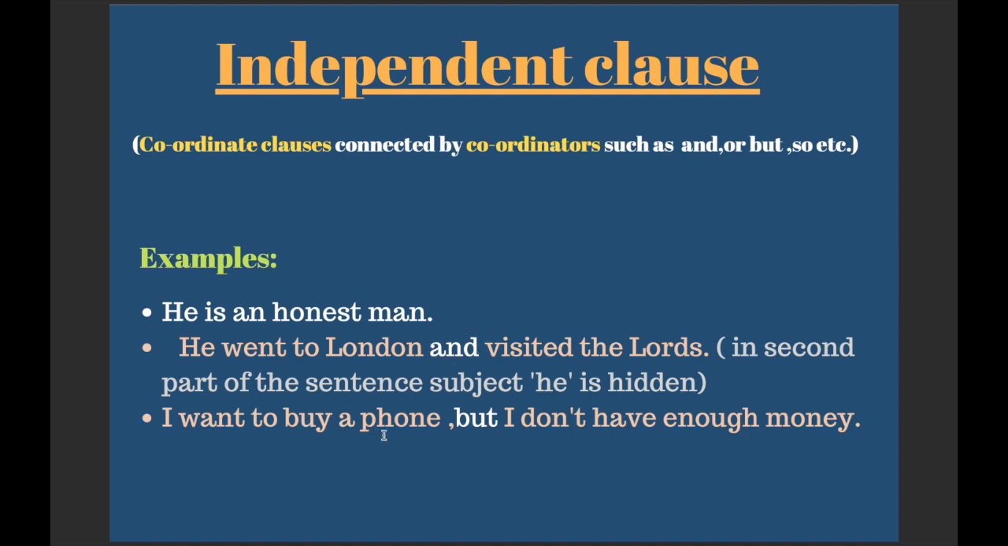I want to buy a phone, but I don't have enough money. Again, we are having two clauses. I want to buy a phone, but I don't have enough money. Joined by the coordinator but, or the coordinating conjunction.